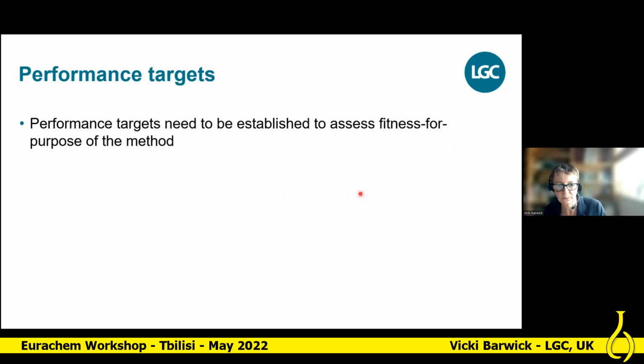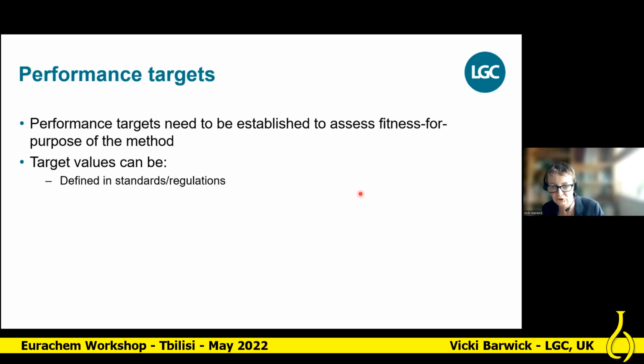Performance targets, so this is often one of the more challenging areas. We need to establish some targets to allow us to be able to assess fitness for purpose. And there are a number of places where you might find such information. It might be defined in a particular standard or regulation. So I know certainly in the United Kingdom, around some of our environmental testing, laboratories are allowed to use any test method really of their choice, as long as they can demonstrate that it meets particular targets, usually around precision and trueness, and also possibly around limit of detection.